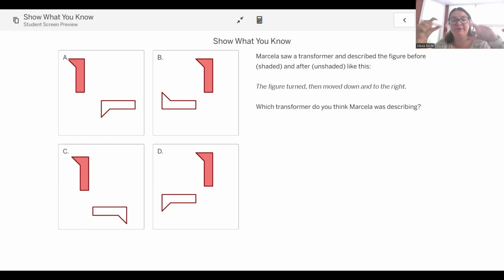So if I look at the original one, which one is to the right and down from the original? And then compare it to which one has been turned. But you could do it either way.